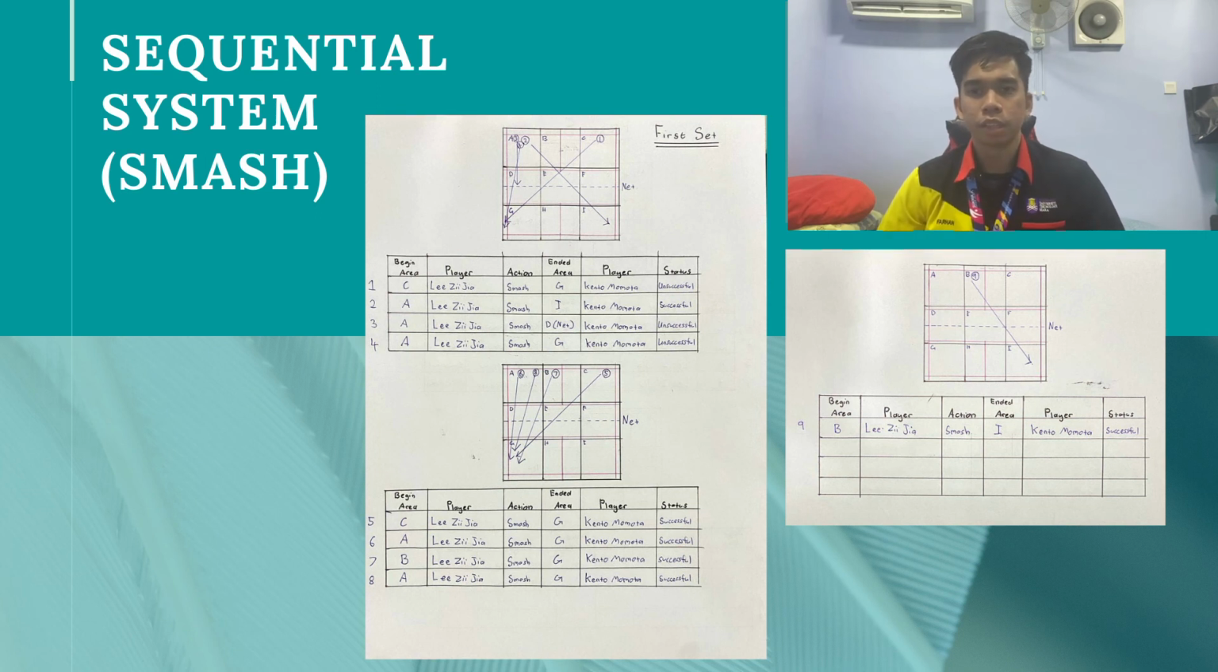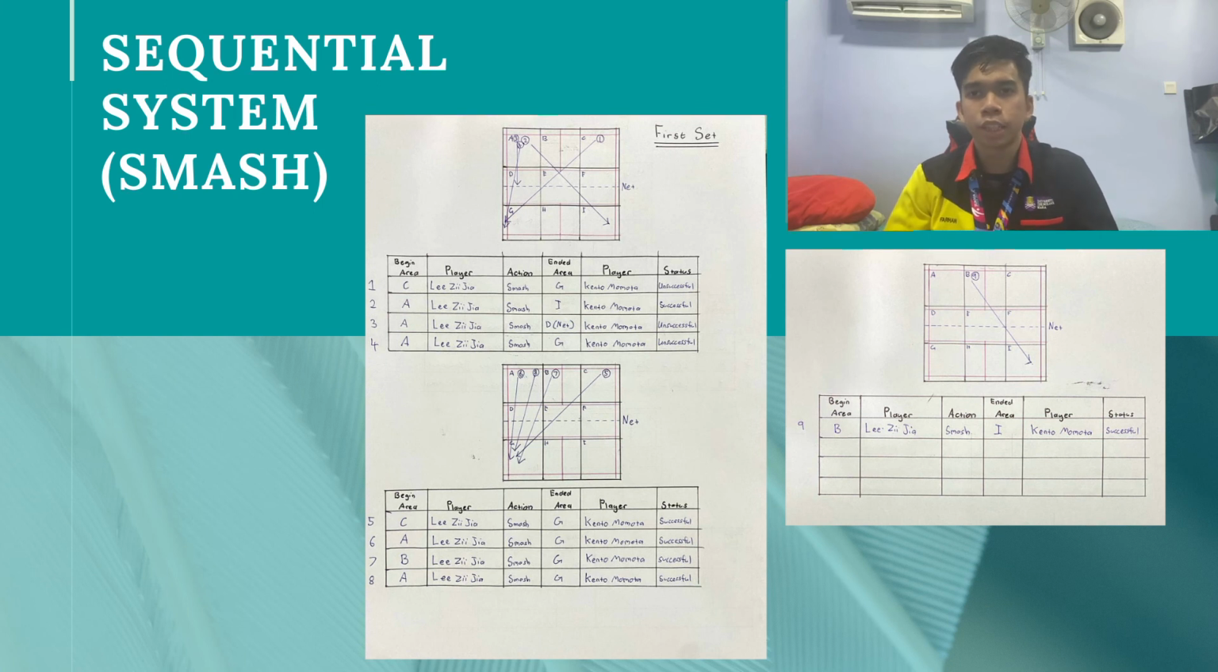So my name is Muhammad Farhan Luqman, and I will continue to explain the part on sequential analysis for smash. Before I go any further, let's take a look back at the frequency table, where for successful smash, there are 43 attempts, 43 successful smashes.